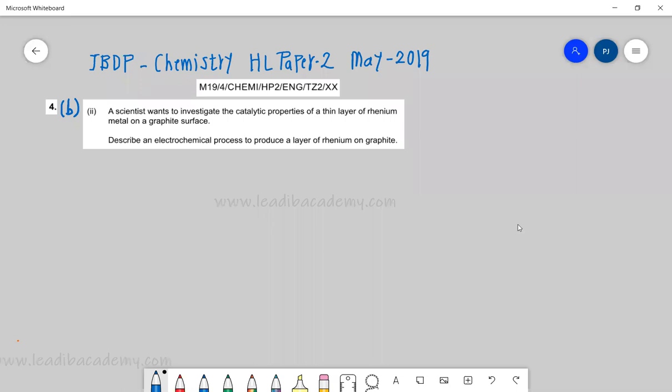Okay, 4B2. A scientist wants to investigate the catalytic properties of a thin layer of rhenium metal on a graphite surface. Describe an electrochemical process to produce a layer of rhenium on graphite. Okay, so simple.